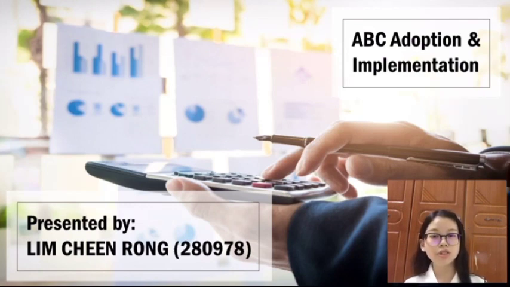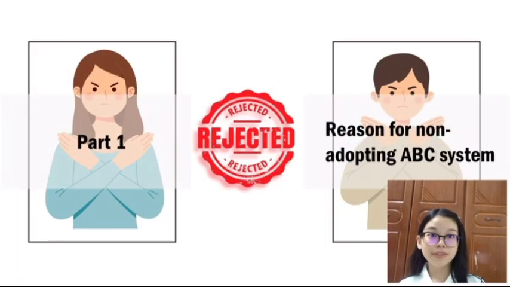Today, I would like to share some general information about the ABC adoption and implementation. As we know, the ABC system is a contemporary method to replace the traditional system by assigning indirect costs to products and services based on the activities they require. Firstly, I will focus on the reasons for non-adoption of the ABC system.